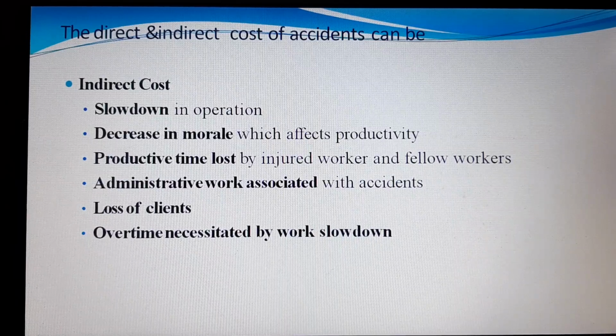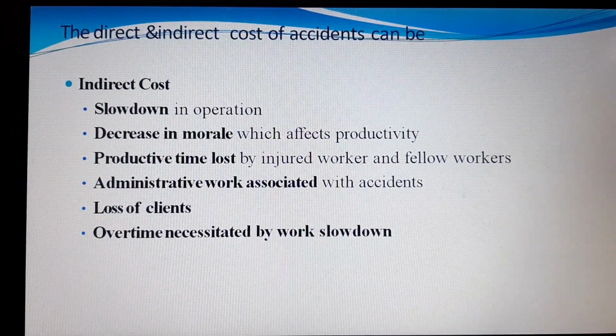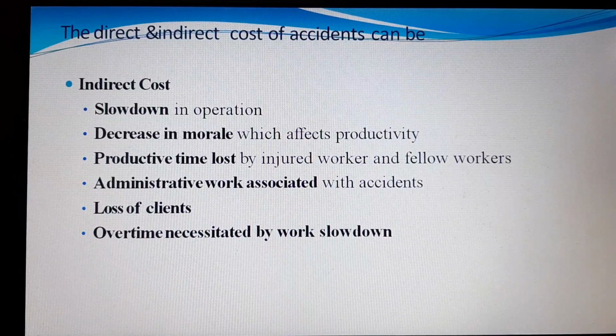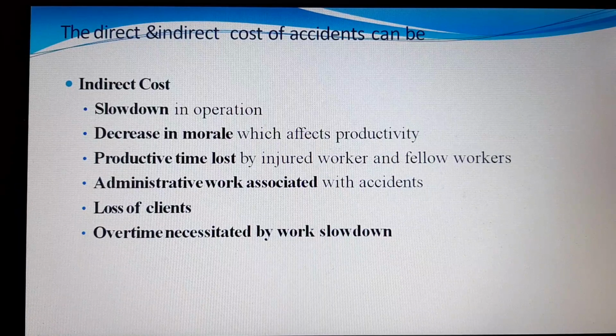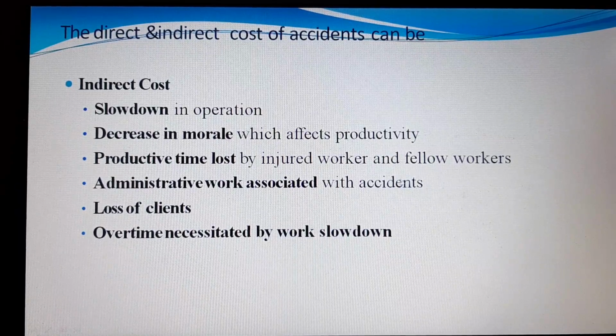Probably this mishap would create a panic situation on the site and slow down many operations. There is a decrease in morale, and thereby that affects productivity. And when an accident occurs, for a particular period of time we may have to stop production. Thus, productive time is lost by the injured worker and the fellow workers, and there would be administrative work associated with the accidents.